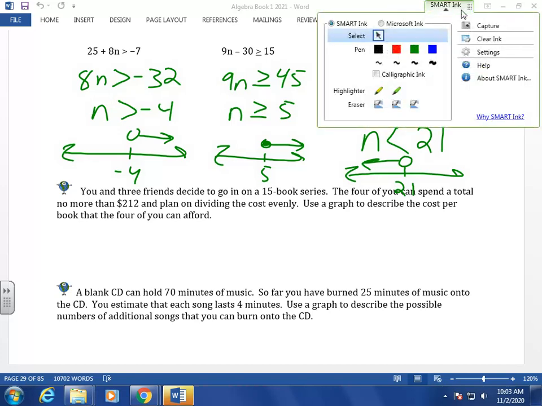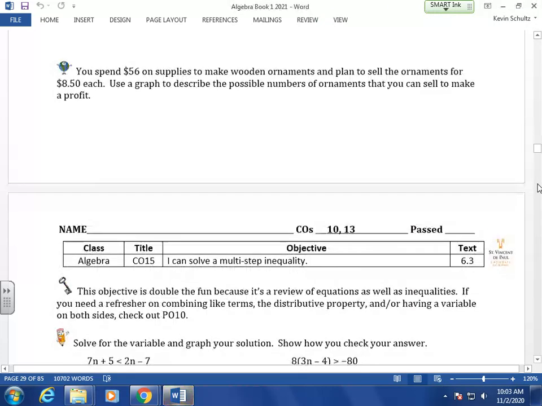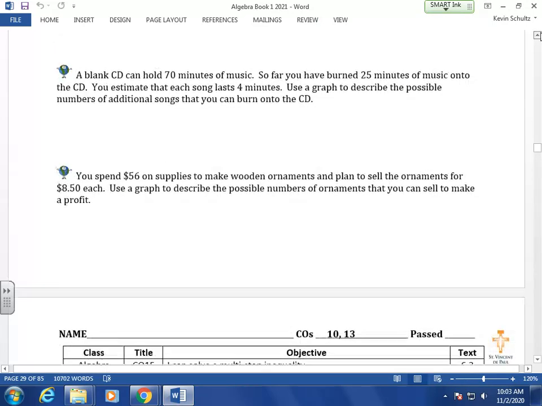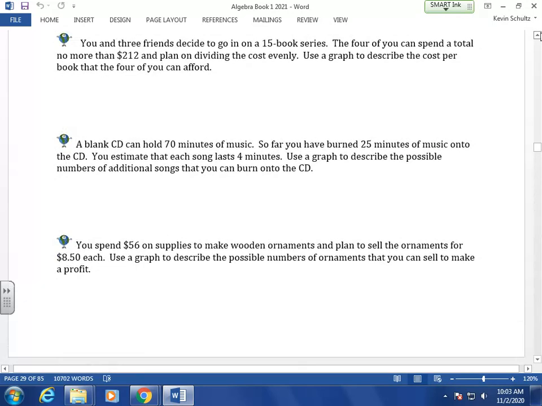And again, notice how I did not say you needed to set up the inequality here. That's not what I was looking for. It's problem solving, but then because it's a range, representing your answer with a graph. So you and three friends decide to go in on a 15-book series. The four of you can spend a total of no more than $212 and plan on dividing the cost evenly. Use a graph to describe the cost per book the four of you can afford.